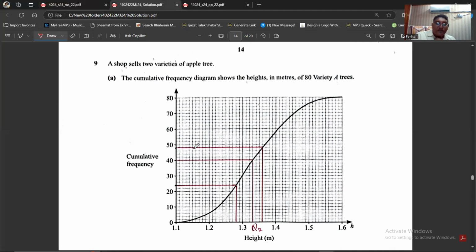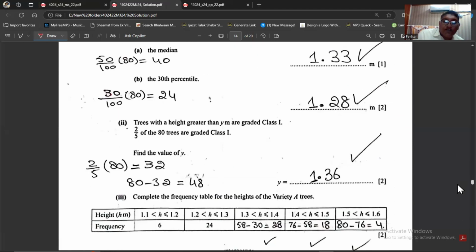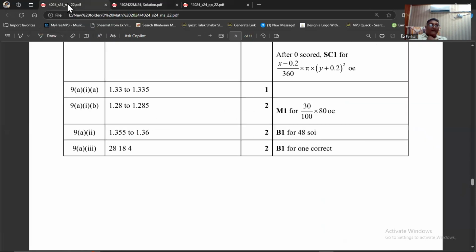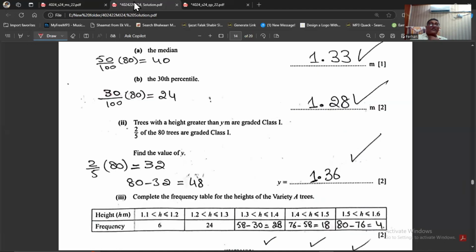From 48, from here, I go 32 down. So at 48, I will go to the graph, and then I will check this value. This value will be 1.3, I think 6. So 1.36, yes. So this is the value 1.36, 1.33, 1.28, and 1.36. Tolerance is right. Hopefully you understand.